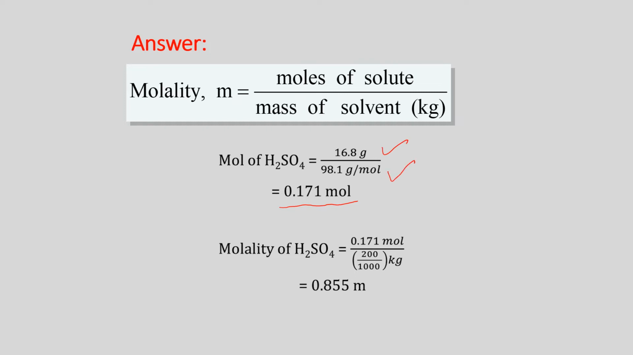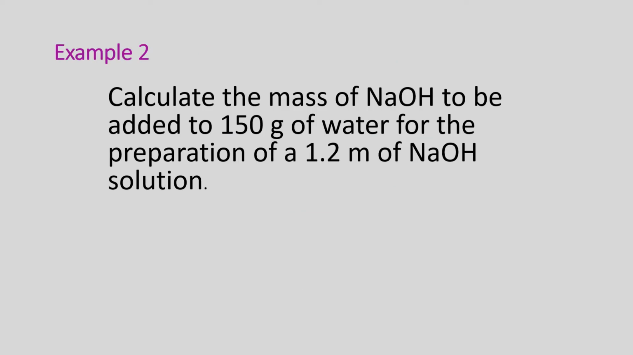Okay, so next is to find the molality of sulfuric acid. Insert the value of mole divided by the mass of solvent. Don't forget that you need to use the mass of solvent, not the volume of solvent. And the final answer is 0.855 molal.